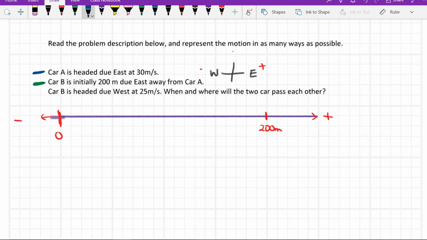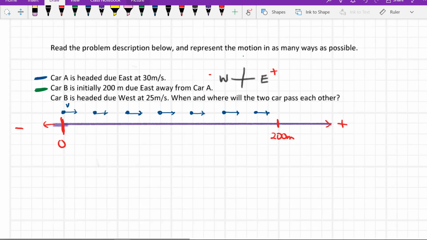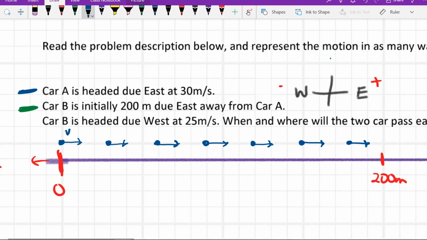is headed due east at 30 meters per second. So we're going to assume it starts right here. And if it goes 30 meters per second, I can put some dots in here like this, 1, 2, 3. I'll just do the rest of these dots. And then when I add the arrow, that goes halfway to the next dot. So each of those velocities is equal to 30 meters per second. So I'm just going to put in there 30 meters per second.